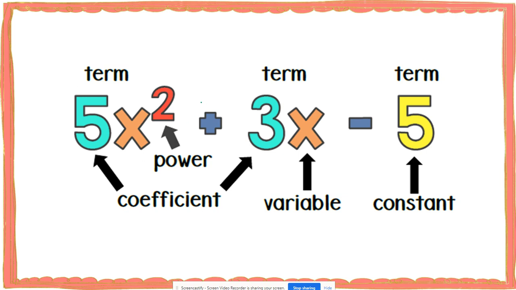On 5x to the second power, we see that x has a power or an exponent of 2. But 3x does not have that. Because of that, these two are not like terms even though they have the same variable. I also noticed that in my last term of 5, this is a constant. There is no variable with 5. Because none of these are like terms, I could not simplify this expression any further, so 5x to the second plus 3x minus 5 is in simplest form. Now let's look at some other expressions.